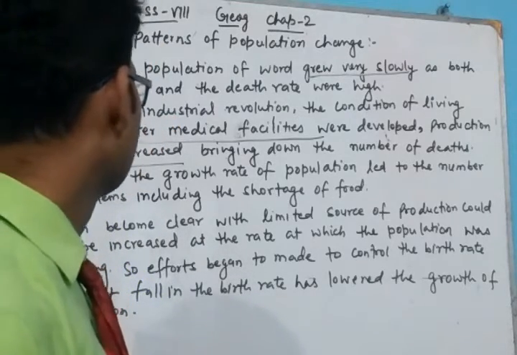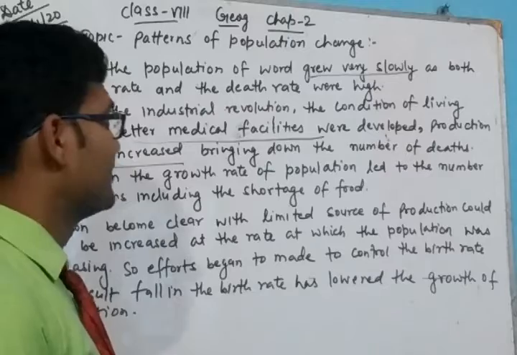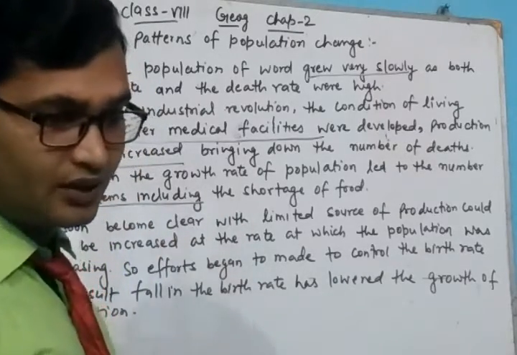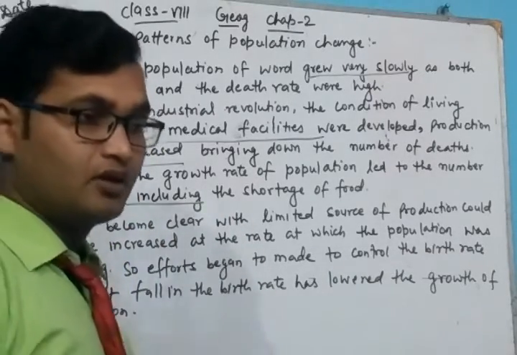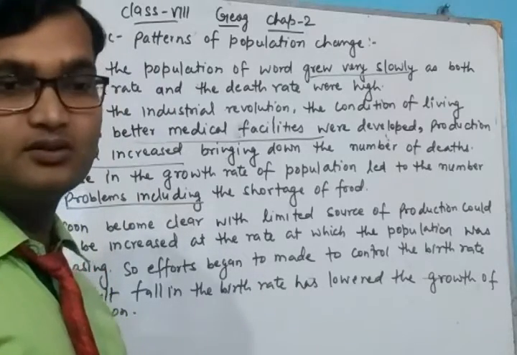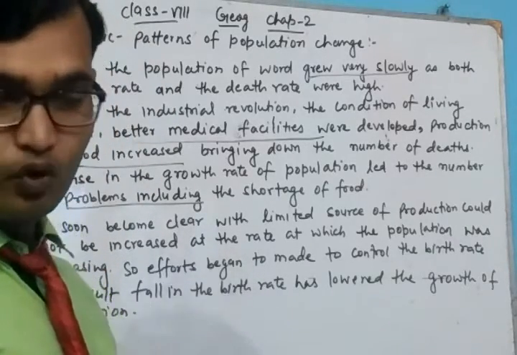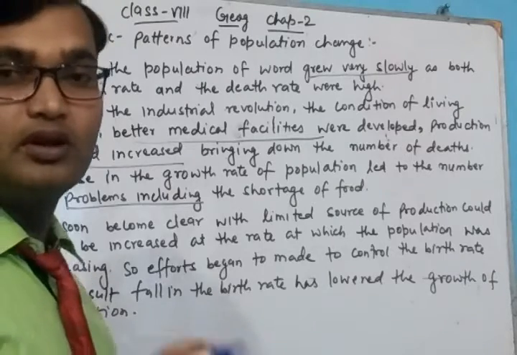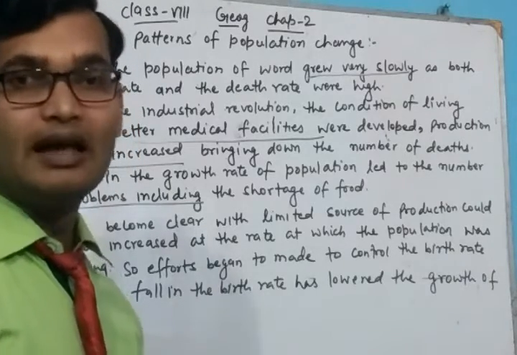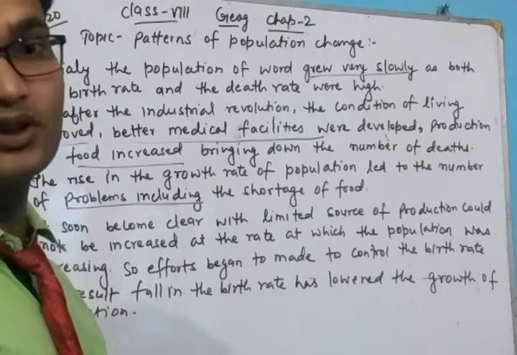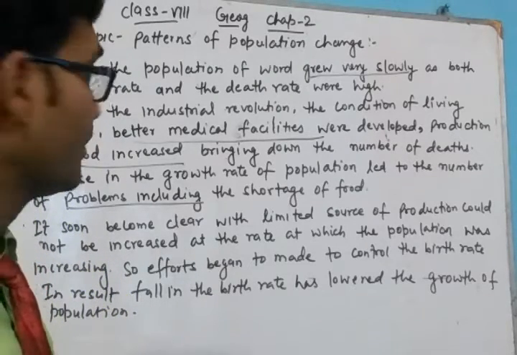Okay, now the growth rate of the population led to a number of problems. After the growth of the population came overpopulation and overcrowding, which means lack of homes, lack of job opportunities, and lack of shelter. These are the problems created after the growth of the population of the world.